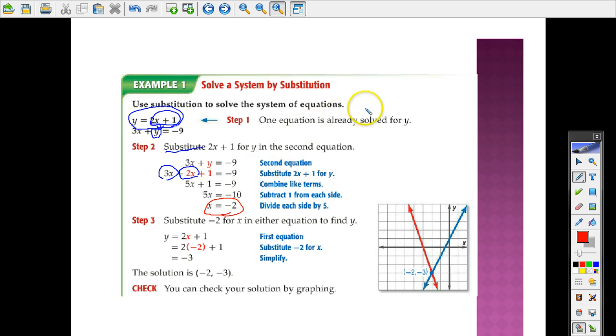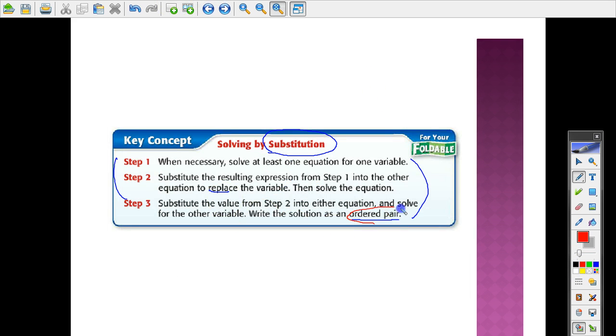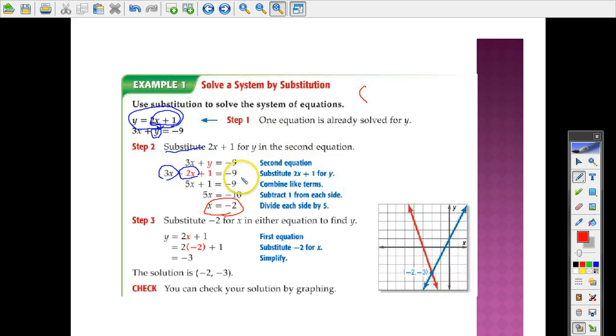Remember, if you go back, it says give the answer as an ordered pair. Ordered pairs are in x and y form. Remember, it's just like the alphabet, W, X, Y, and Z. X comes before the y. So x is negative 2, and now I just need to find out what y is. Again, we're going to use substitution. Instead of an x, I'm going to put negative 2.